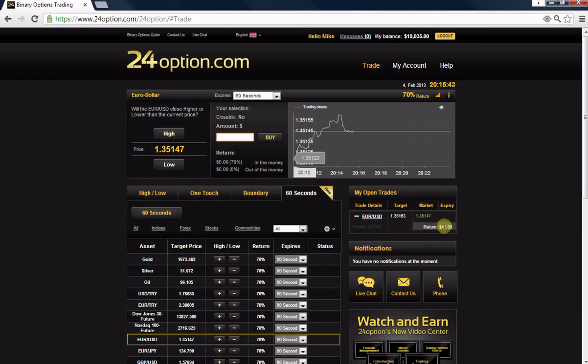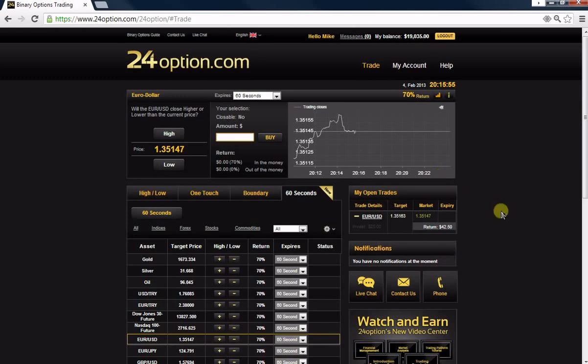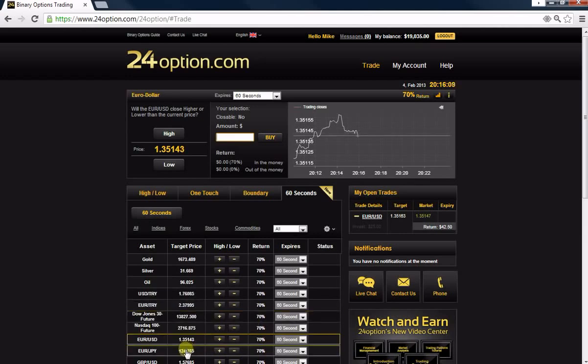Here we go. We have a $42.50 return. So that's $25 that we invested, and $42.50 was our return, so a profit of about $17.50, something like that. Which is higher than other platforms. But remember, with this technique, you need to have a higher initial deposit in order for this to work.